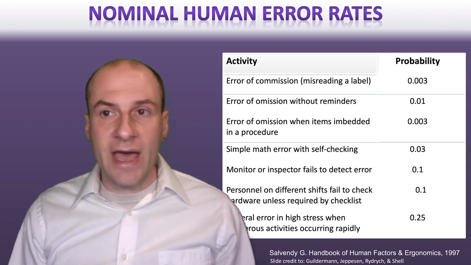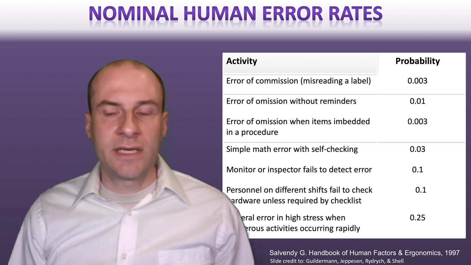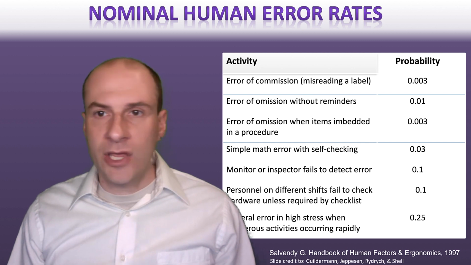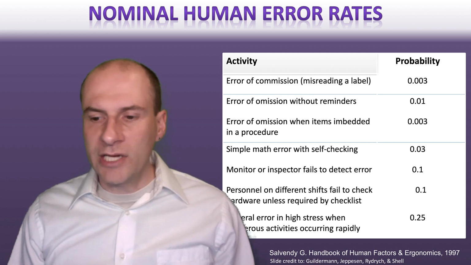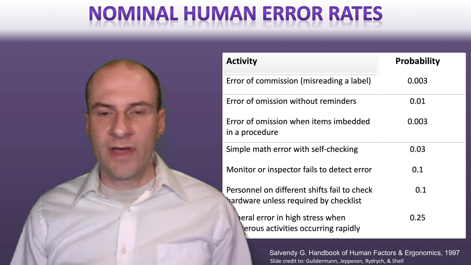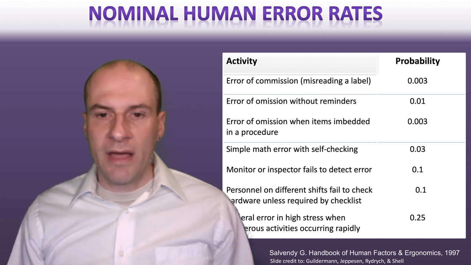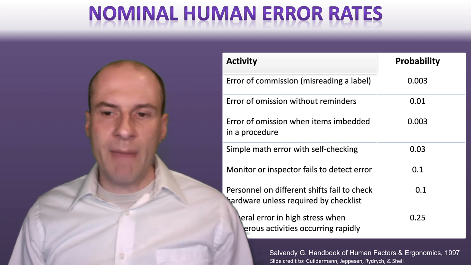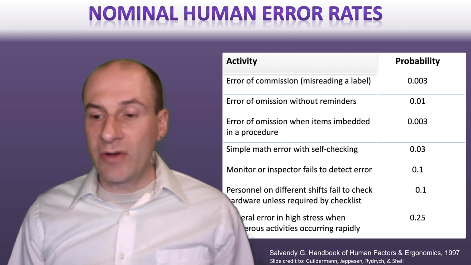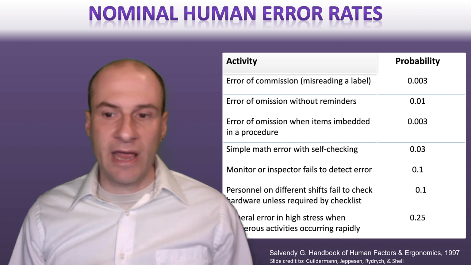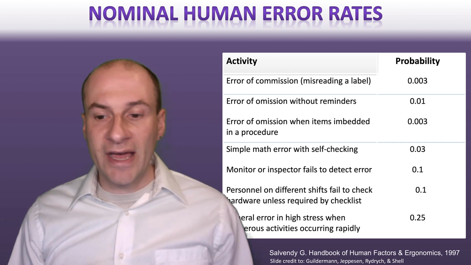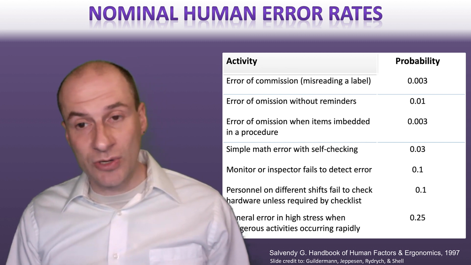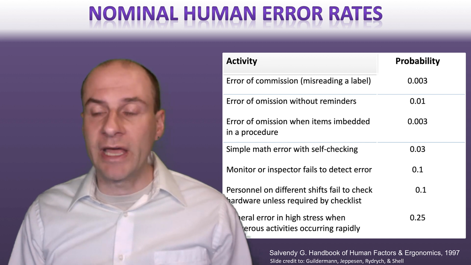It's important to note that people make mistakes, and there are sometimes relatively high rates of human error. This is industrial information, but it looks at different types of errors that occur, everything from errors of omission without reminders, to monitoring and math errors. I'll note that one of the highest risk error rates is in a general area of high stress when dangerous activities are occurring rapidly, which can, in certain healthcare situations, happen relatively frequently.